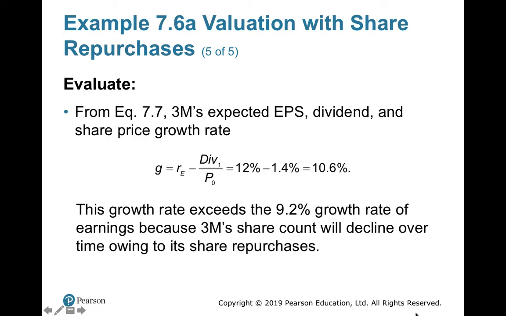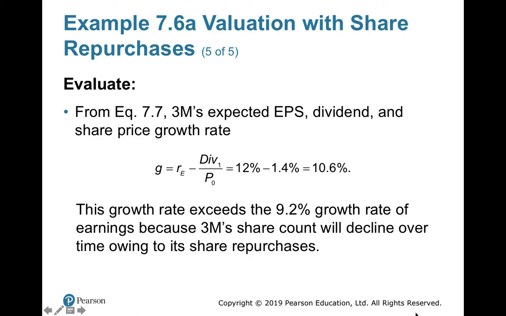And the growth will be equal to the expected rate minus the dividend yield, that is, total yield minus dividend yield. The total yield given in the question is 12% minus the dividend yield we calculated, 1.4%. So the growth in the company is 10.6%.